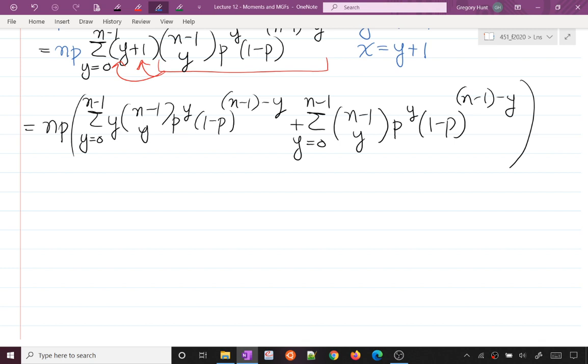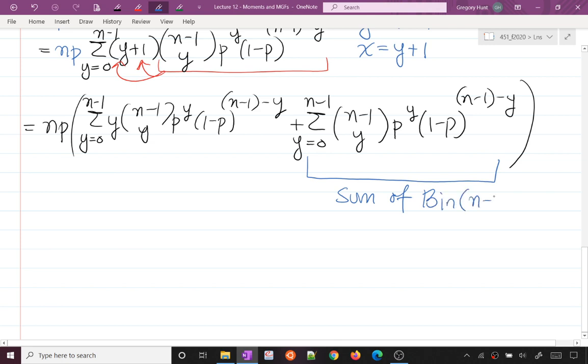We're going to use two tricks we've seen before. What we're going to recognize is that this part is the sum of a PMF, the sum of a binomial n minus 1, p. If you write out the PMF for a binomial n minus 1, p, it would be n minus 1 choose y, p to the y, 1 minus p to the n minus 1 minus y. We sum that over the whole support. We know that has to give us 1.